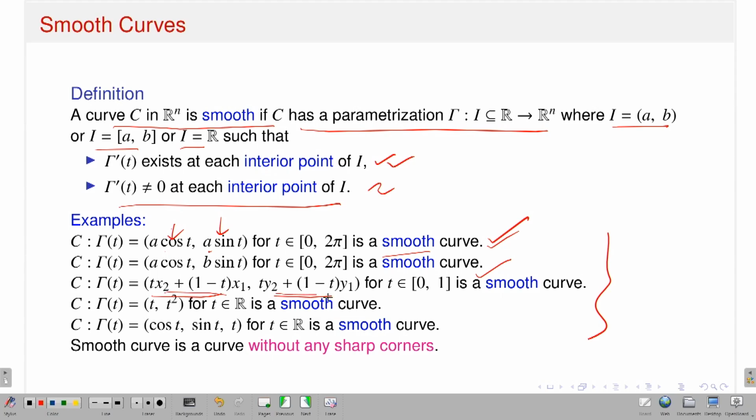This is a polynomial function of t. So therefore the component functions are very nice, these are differentiable. That means gamma prime t exists for each t in the interior, and you can also check the derivative is non-zero. So these are all examples of smooth curves.